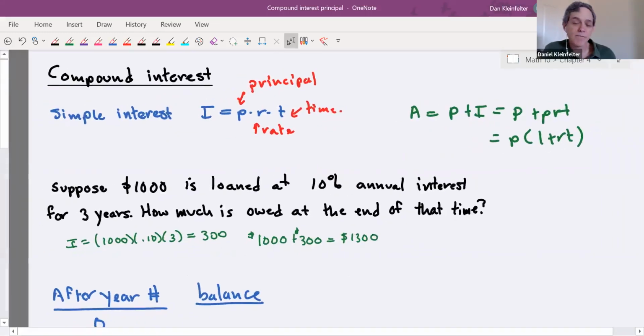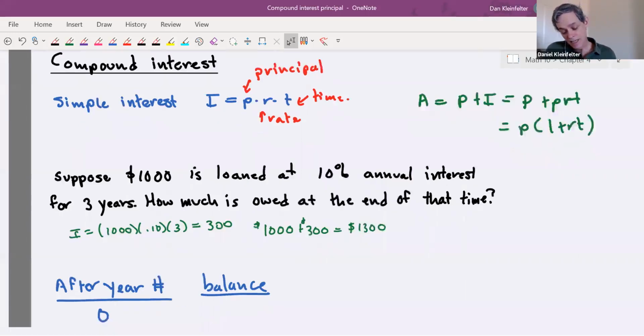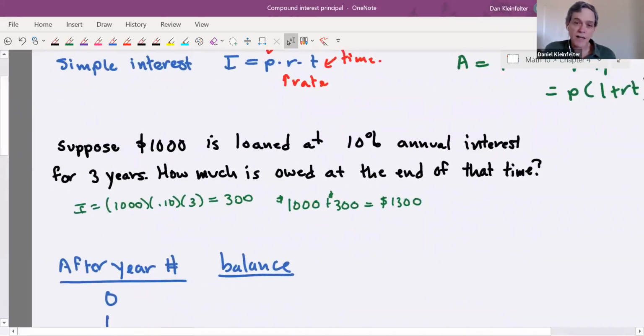Okay, so that's what simple interest is about, and it doesn't really have much to do with exponential functions, which is why we're here today. But the other way of figuring out interest does have to do with an exponential function, and that's compound interest. The idea for compound interest is this. Let's say that we take a look at this $1,000 that you've lent for 3 years. We've already figured out that the person owes us $1,300.